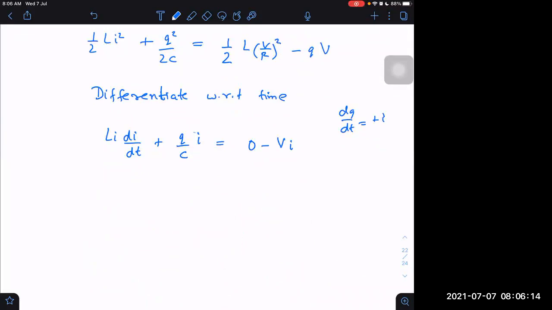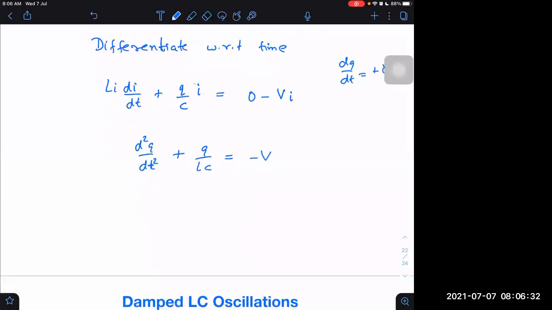Now I is gone away. If I goes away, what do I get? I get now d square q by dt square plus q by LC is equal to minus V by L. Or why don't I take this that side only and get away with it easily? Is it right? Minus V by L.